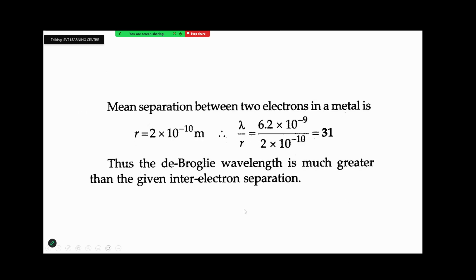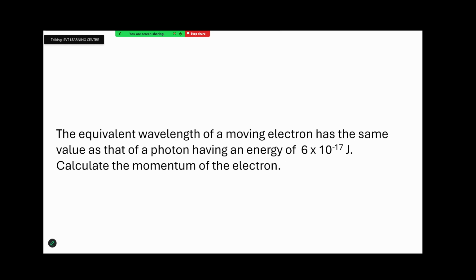Separation between two electrons in an atom is approximately this much, so the ratio will work out to 31 times. He is asking you the ratio between the wavelength that we are talking about and the separation between two electrons in a metal. So lambda is 31 times that, so lambda is much greater. The equivalent wavelength of a moving electron has the same value as that of a photon having energy this much, and you have to calculate the momentum of the electron.